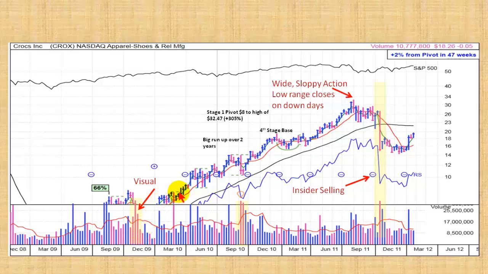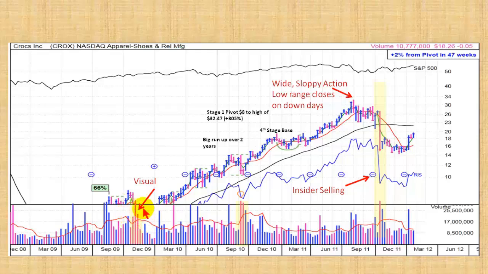As you can see, it had a 2-year run up. It went from a stage 1 base with a pivot of $8 to a high of $32.47. That's a 305% run up. When you look at a chart, take a quick glance and review all the volume. In this instance, you can see that there are more down weeks than up weeks. There's stair-stepping volume, where it moves higher from week to week.